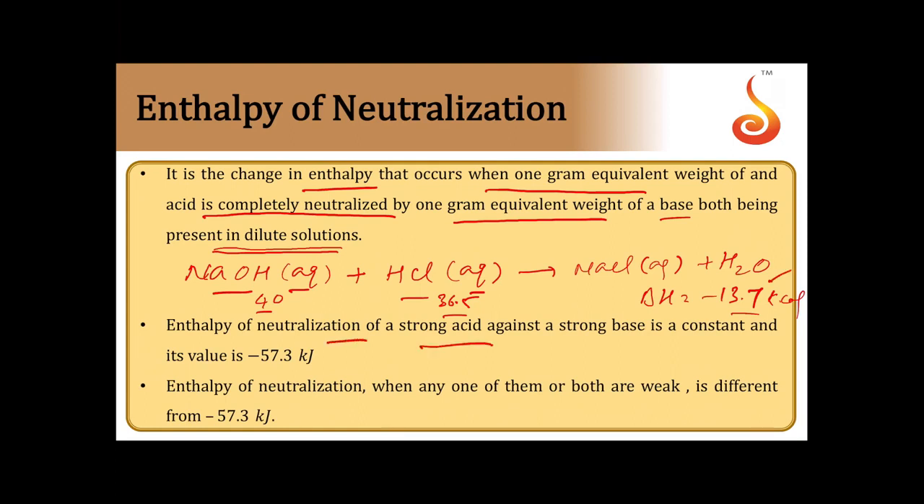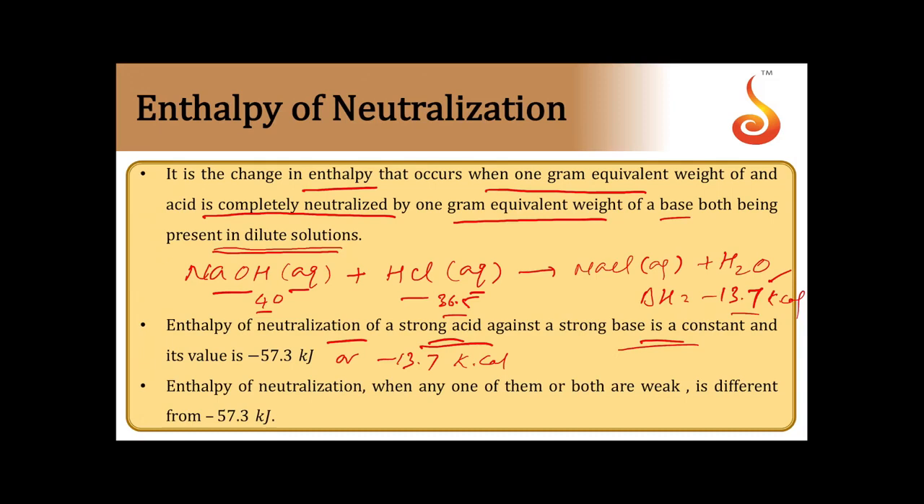Now the enthalpy of neutralization of a strong acid and a strong base is always constant and the value is minus 57.3 kilojoules, which is nothing but minus 13.7 kilocalories per mole. This is because in the case of a strong acid and a strong base, the molecules undergo complete ionization.